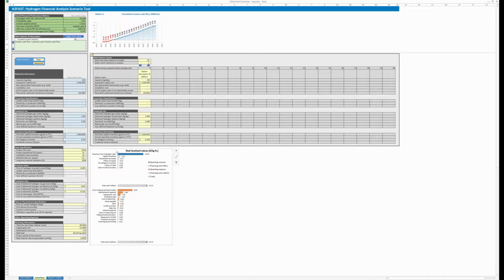You have a Pareto chart. This Pareto chart is always live. You don't have to click anything. The only thing that the model needs for running is to click risk analysis.